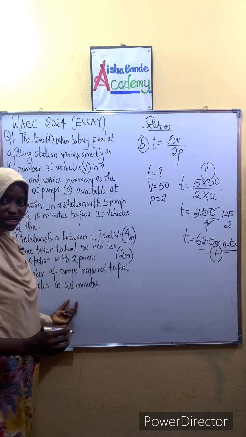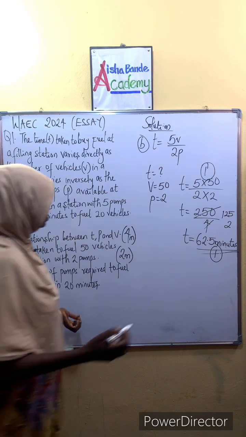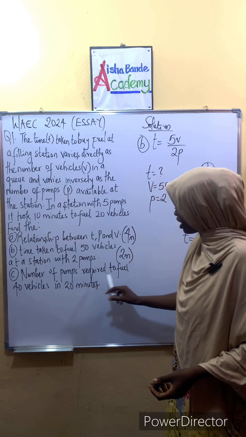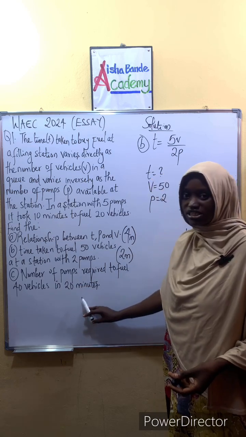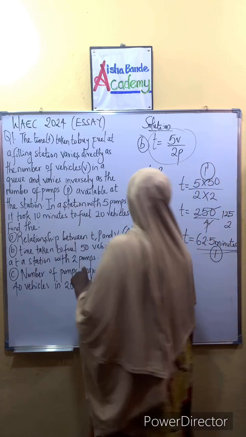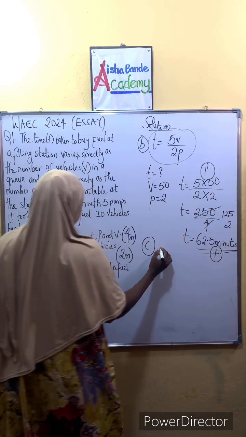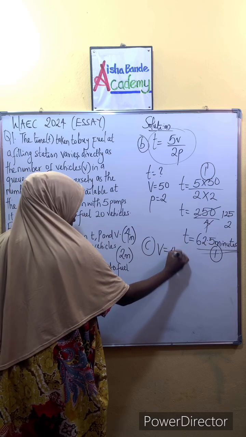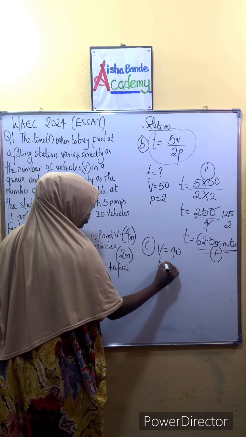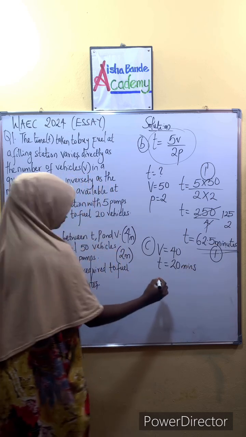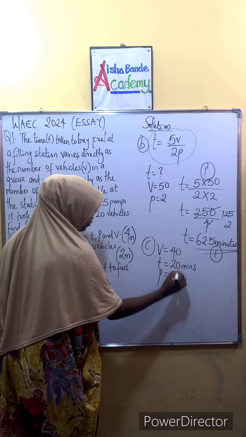So let's move on to the last one, which is question 1C. The question says that we should find the number of pumps required to fuel 40 vehicles in 20 minutes. So we're still going to use the same relationship. Let's bring out the parameters now. The parameters given are the value for vehicles, which is equal to 40, and also the time, which is equal to 20 minutes. Okay, so we are asked to find the number of pumps. We have to find the value for P.